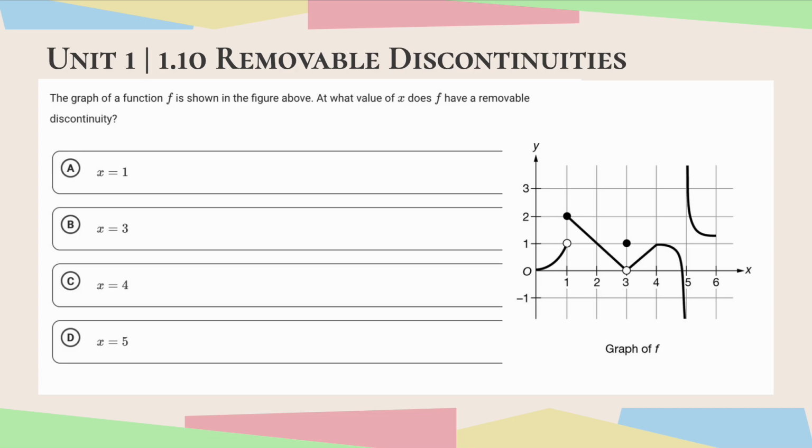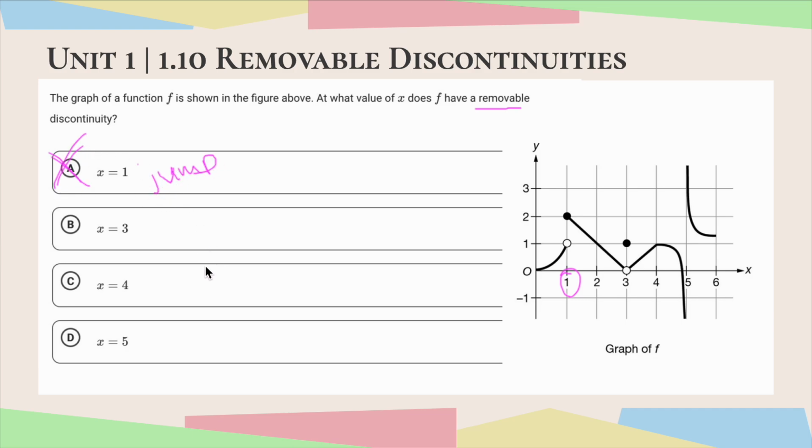Okay, this question states the graph of a function f is shown in the figure above. At what value of x does f have a removable discontinuity? So again, we have to know our types of discontinuities. We've already talked about this one a couple of times now. So a removable discontinuity is where you have an open hole in your graph. So just going through these quickly, at 1, we do in fact have a discontinuity, but this is a jump discontinuity. So this would not be correct.